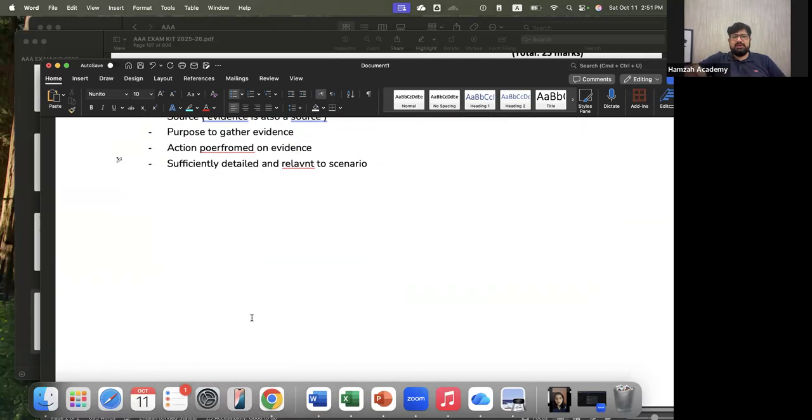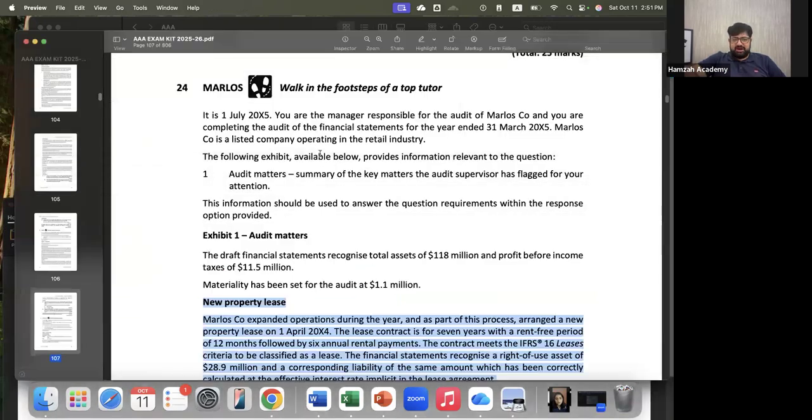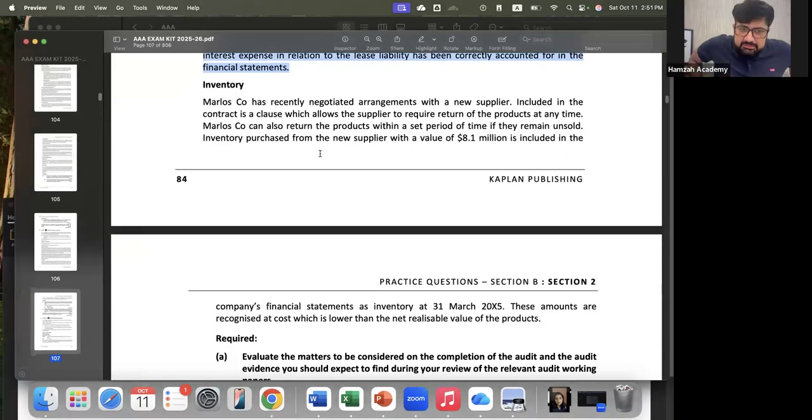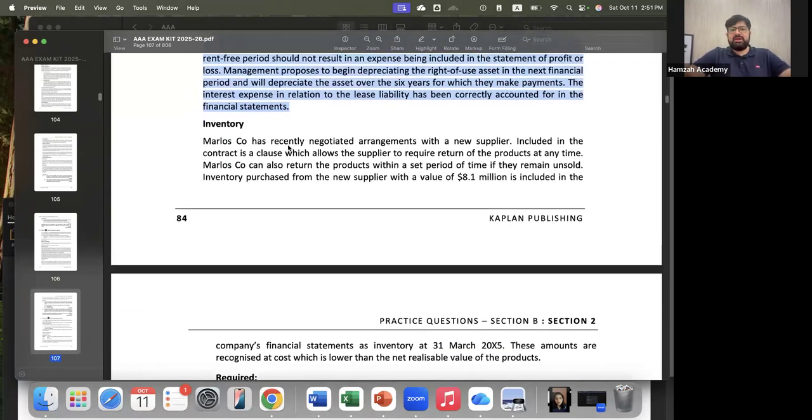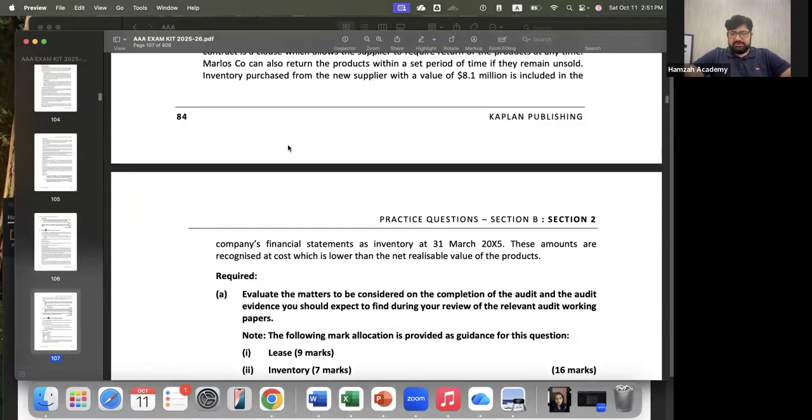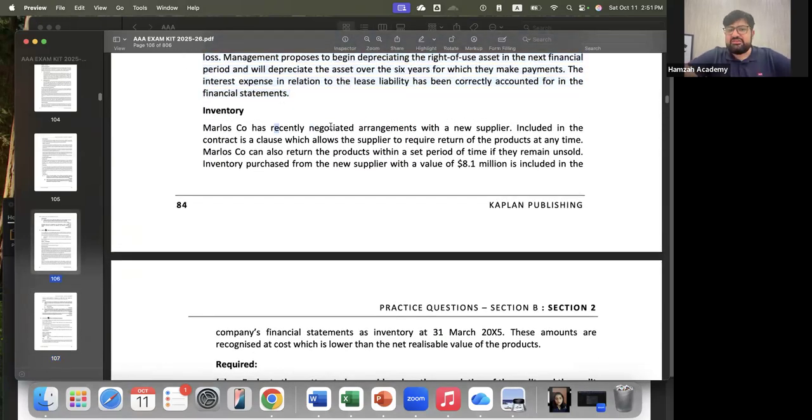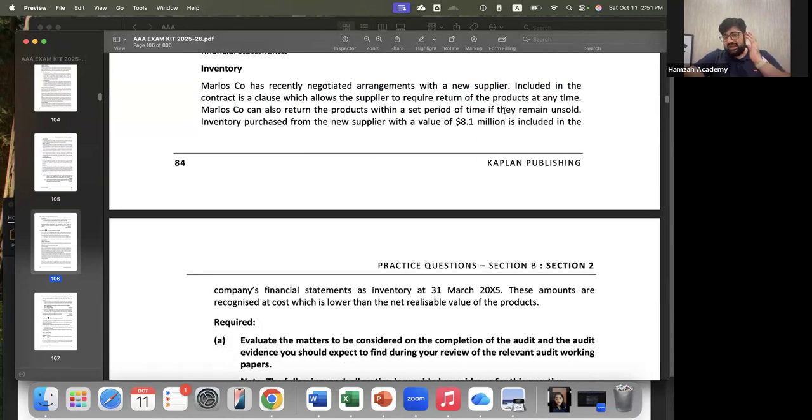Now, the next part. Inventory. Second part. Marlo's company has recently negotiated agreements with a new supplier. Included in the contract is a clause which allows the supplier to require return of the product at any time. Marlo's can also return the products within a set period of time if they remain unsold.